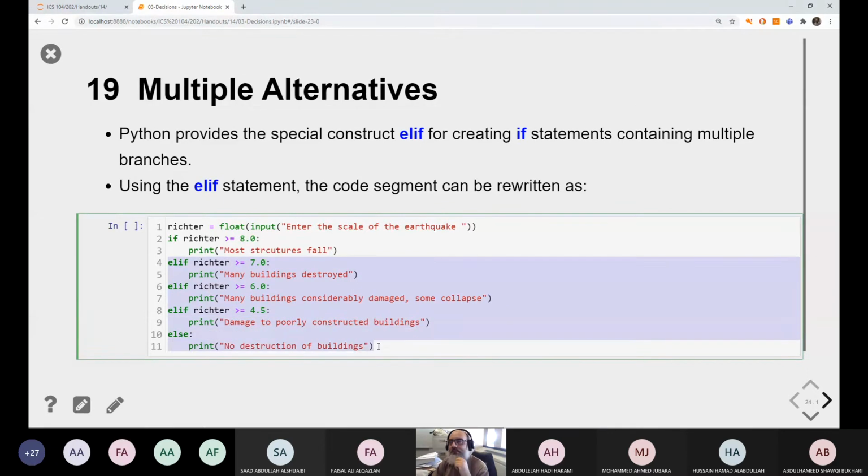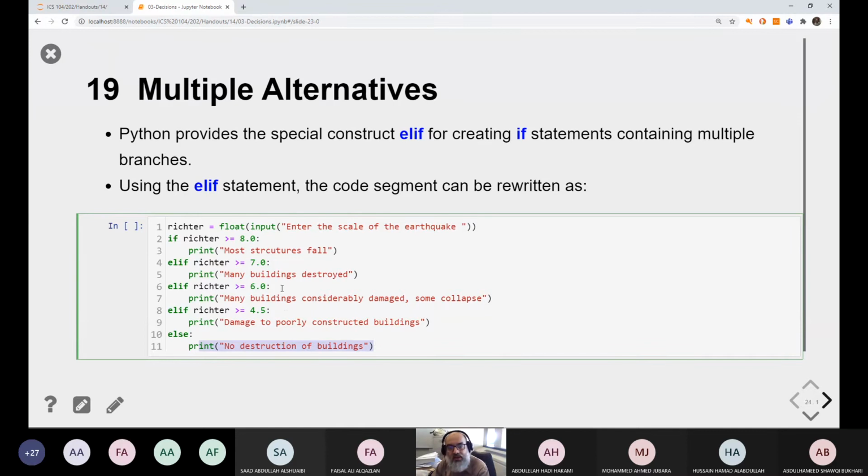I'm done. Now, what if this was false? Well, if this was false, then this means that I will come and check this. If this is false, I will come and check this. If this is false, I will come and check this. If this is also false, then I will come to the default else. And I will execute this and I will go out. So this is how this multiple or elif statement works.